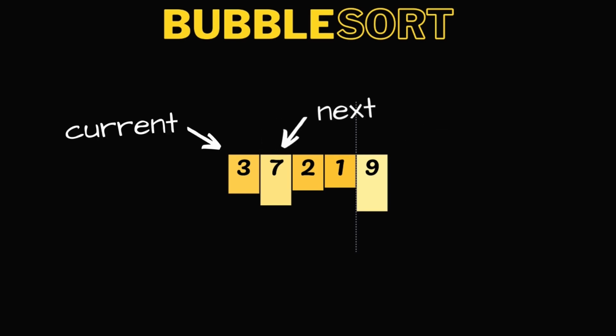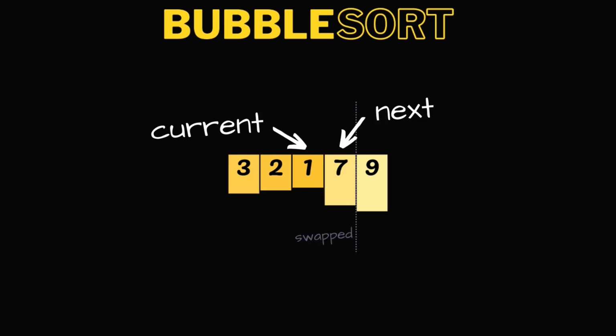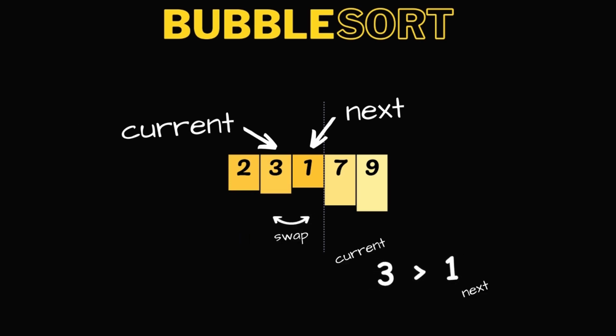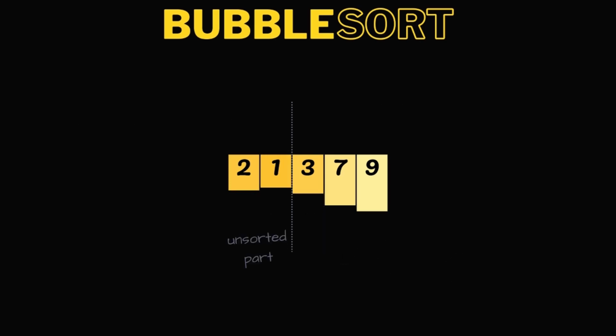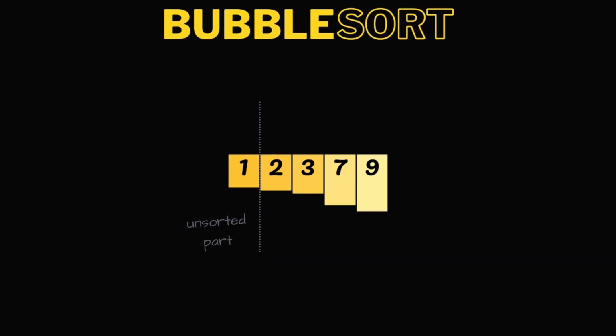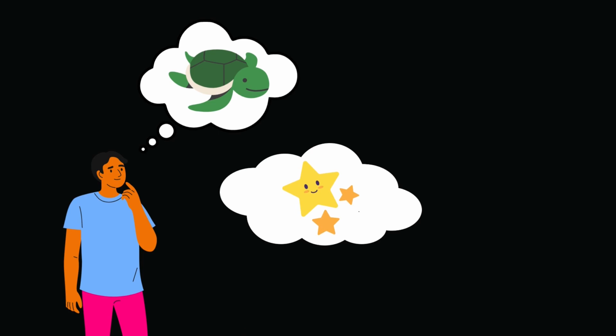Start again from the beginning, but only go up to the second to last number this time, as the last one is already in its right place. Keep bubbling up. One last time from the beginning up to the third to last number. We only have one more element left to put in place, and our array is finally sorted. And we did it. The elements are all in order. Bubble sort may not be the most efficient algorithm for large datasets, but hey, it's charming, right?